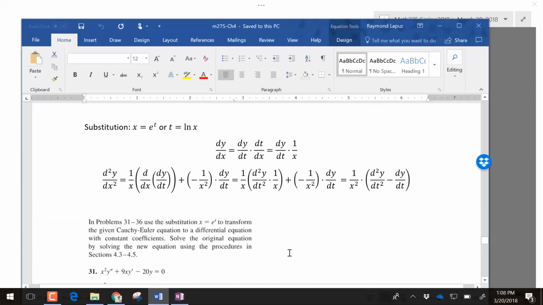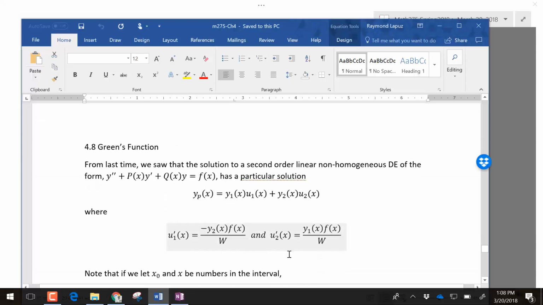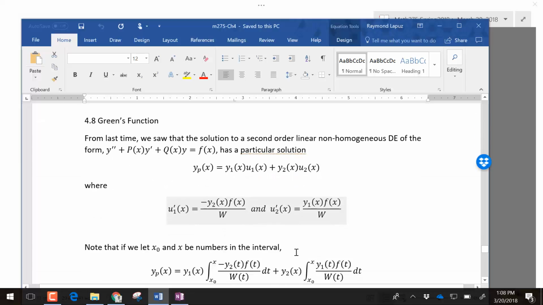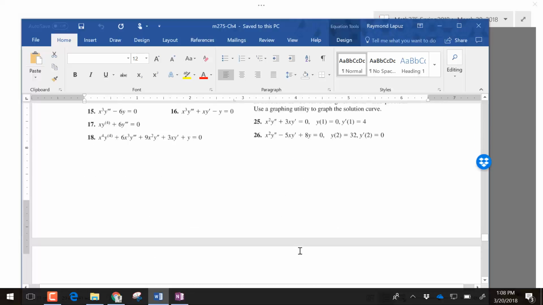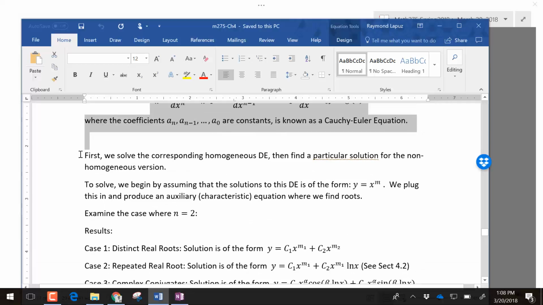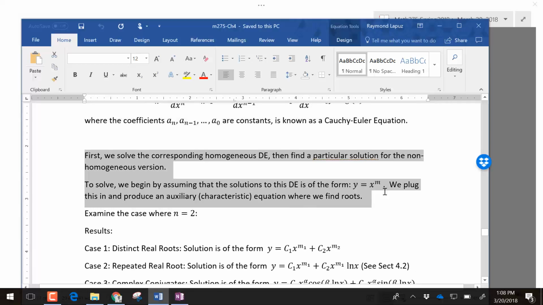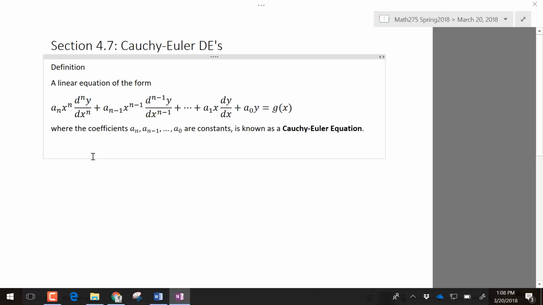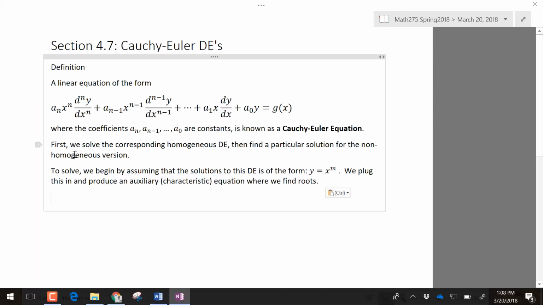Yeah, it's in my notes too. We'll get there. So, how are we going to solve for this?